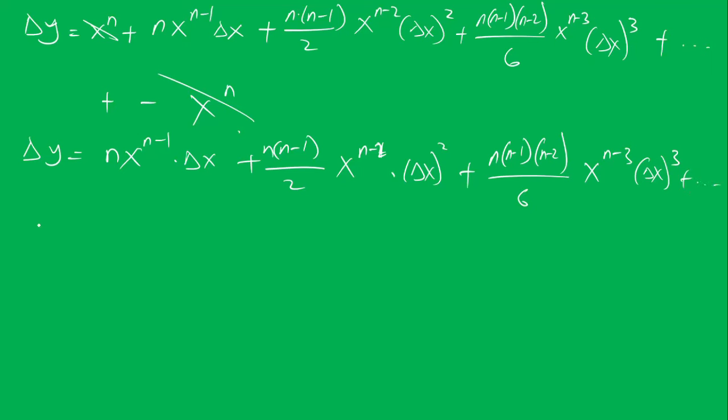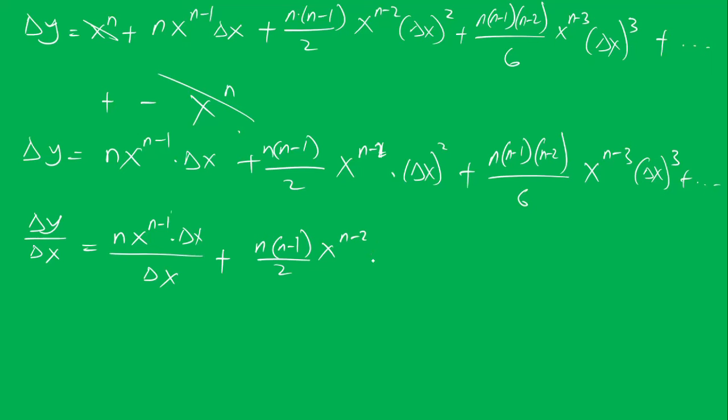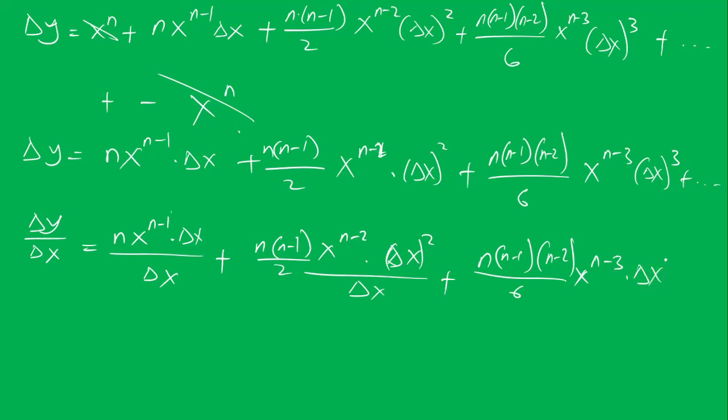Now, if we divide all through by delta x, you now have delta y divided by delta x, which will be equal to, now you have n times x to the power n minus 1 times delta x divided by delta x plus n times n minus 1 all over 2 x to the power n minus 2 times delta x to the power 2 all divided by delta x plus n times n minus 1 times n minus 2 divided by 6 times x to the power n minus 3 times delta x all to the power 3 all divided by delta x plus that delta.